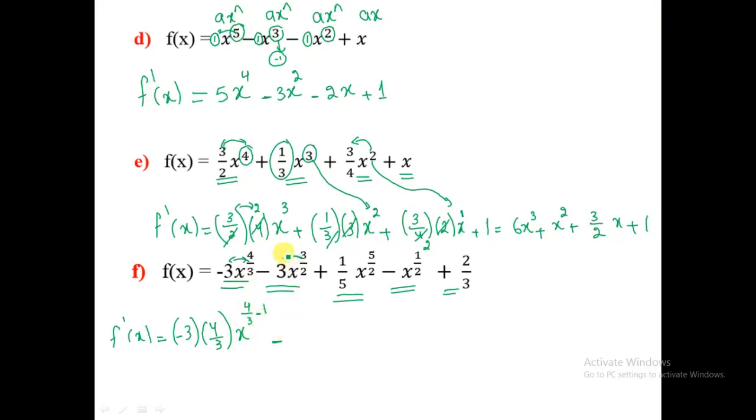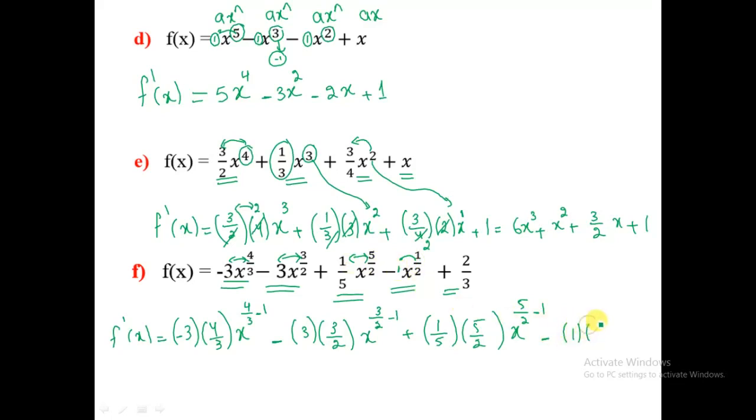Minus, here we multiply the coefficient by the power, 3 times 3 over 2, and the power will be reduced by 1. Here also we multiply the power by the coefficient, 1 over 5 multiplied by 5 over 2 x to the power 5 over 2 minus 1. Minus, here we multiply the power by the coefficient to get 1 multiplied by half x to the power half minus 1. And the derivative of 2 over 3 is 0 because it is constant.